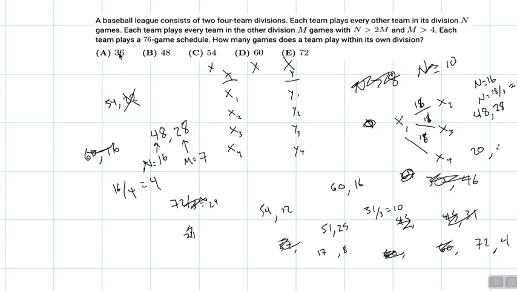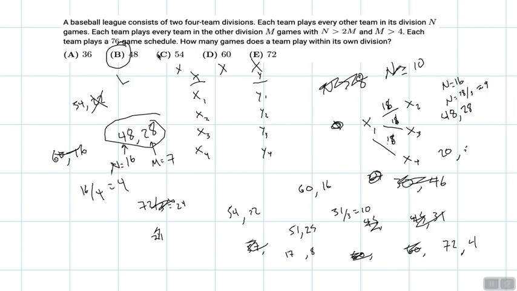With this option here, then we're not going to have, I believe it's then going to be the case that M is going to be greater than 4, but it's not going to be the case that N is greater than 2M. So this is it. So how many games does a team play within its own division? It's this 48. Say answer choice B. Choice B is correct.